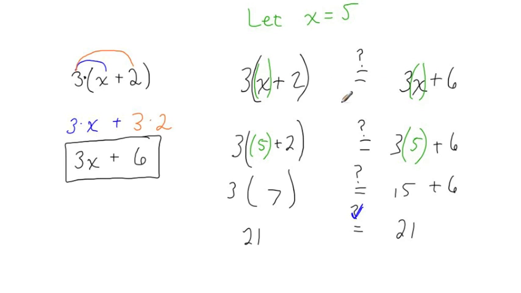So this shows us evidence that when I follow this distributive property method, I don't actually change the value of the expression. Now I encourage you to try this very thing. Try to see if you can pick a different value for x. Maybe try x equals 7 or x equals 10. Make sure that what you get on both sides is the same.